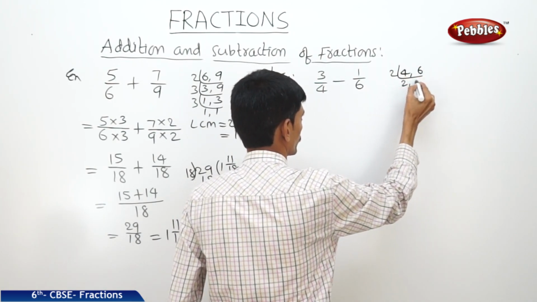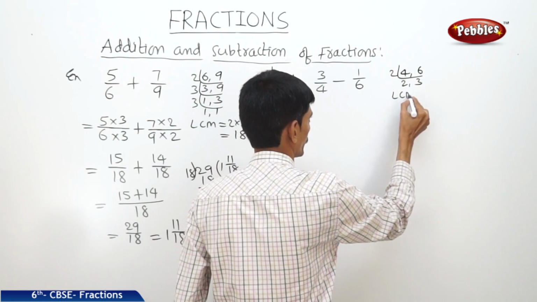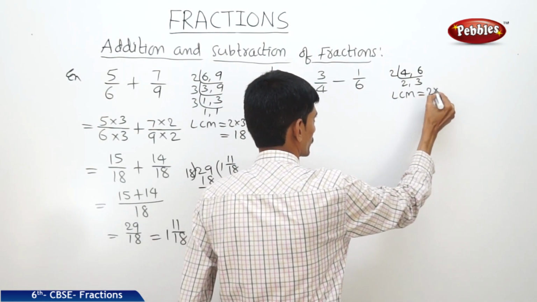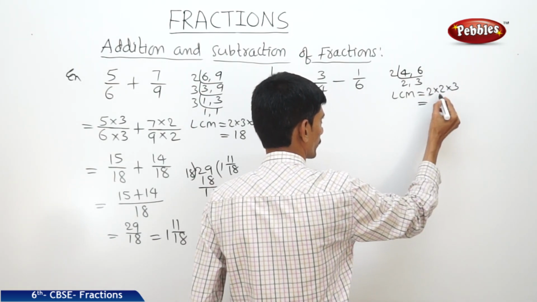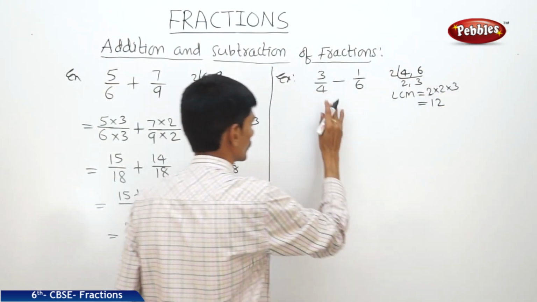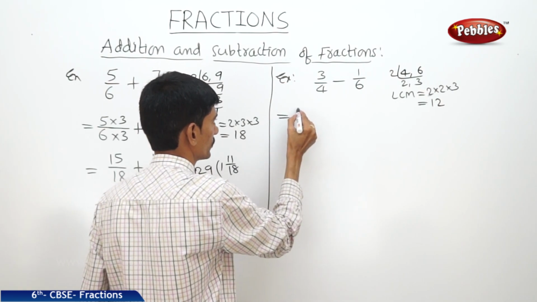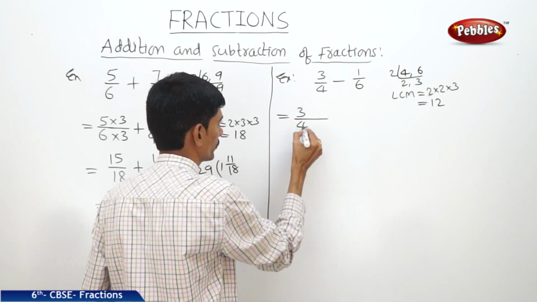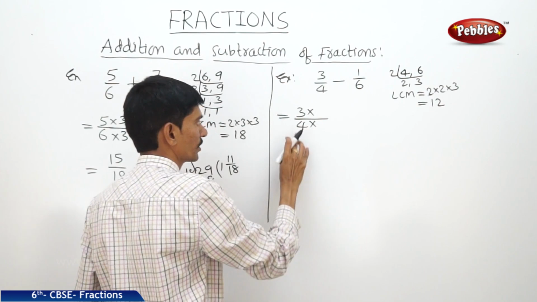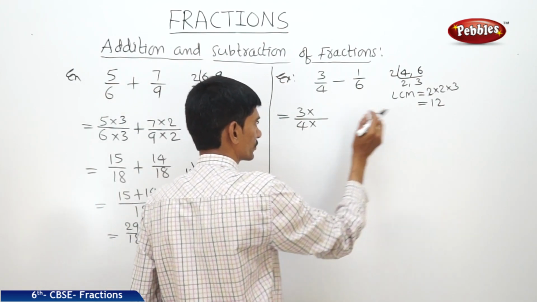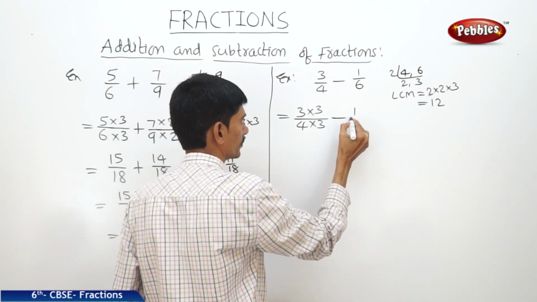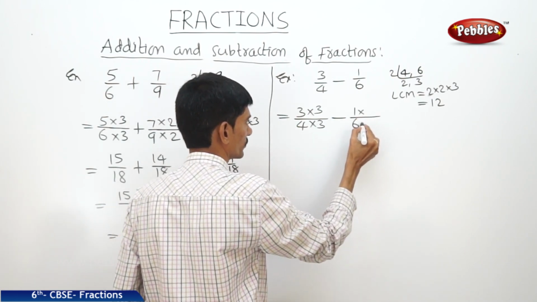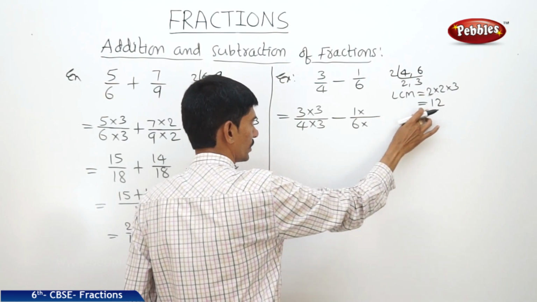Now 2 twos are 4, 2 threes are 6. Now LCM equals the product of the prime factors, 2 into 2 into 3. So 2 twos are 4, 4 threes are 12. Now this equals 3/4 into, here 4 threes are 12, so 3 threes, minus 1/6 into, 6 twos are 12, so 2 twos.